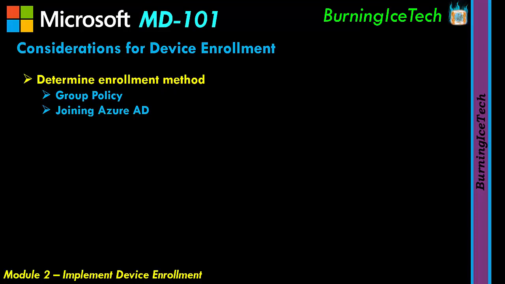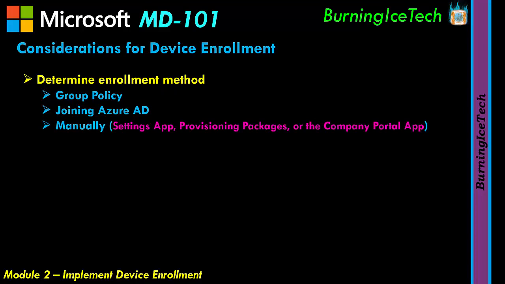Another method you can use, which is probably the most obvious, is manual enrollment. You can manually enroll the device into Intune using the Settings app if you want that method. Probably the easiest way. You can use provisioning packages if you know what that is, or the Company Portal app, folks. And I'm sure there's quite a lot more.